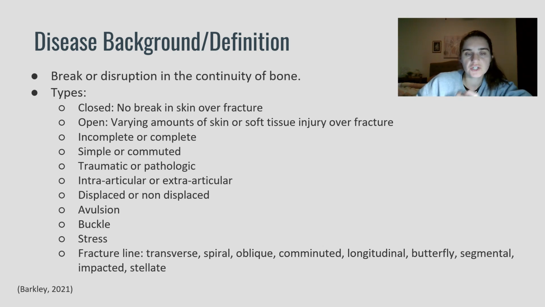There are closed fractures, so there's no break in the skin over the fracture. There are open fractures, so that's when varying amounts of skin or soft tissue are exposed over the fracture. There are incomplete or complete fractures, simple or comminuted fractures, traumatic or pathologic fractures. So that would be an example of a pathologic fracture. It would be like a multiple myeloma patient who has a fracture.